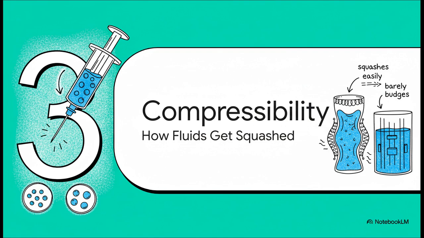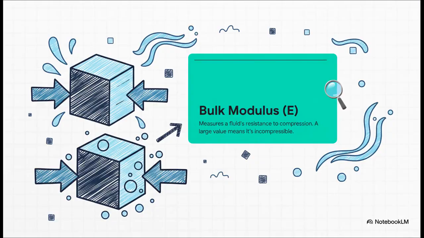You know, some things, like gases, are super easy to squash down, but others, like liquids, barely budge. That resistance to being squeezed is what we call compressibility. The sciencey term for this resistance is the bulk modulus. We use the letter E for it. And the rule of thumb is really simple: the bigger the bulk modulus, the more incompressible the fluid is. It just means it fights back harder when you try to squeeze it.